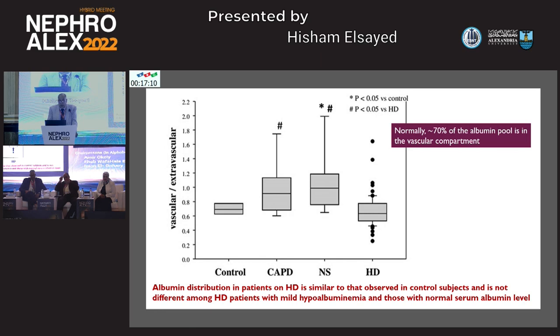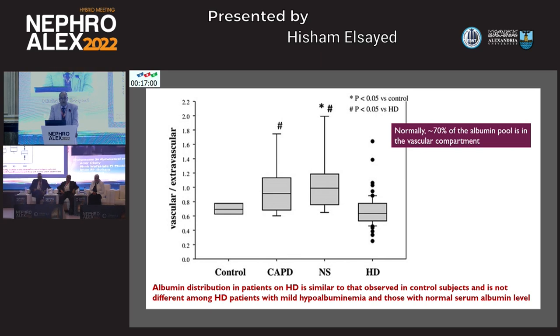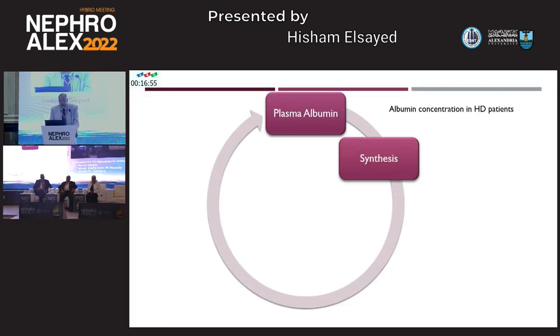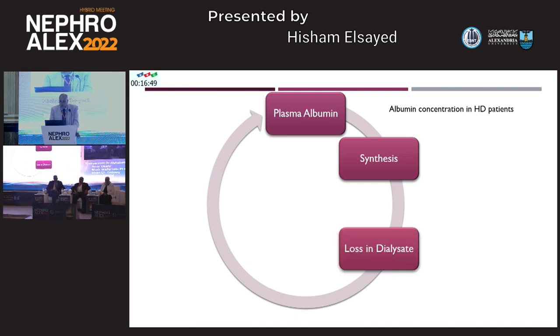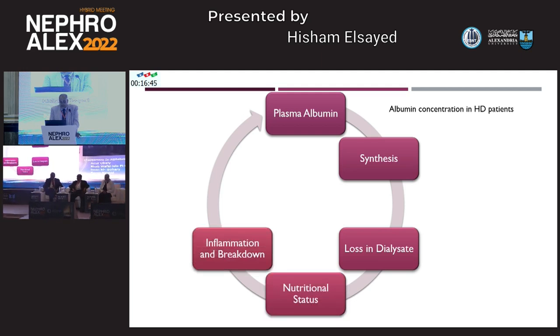Albumin loss in dialysis is minute in hemodialysis. However, in CAPD as well as in nephrotic syndrome, losses are equivalent and may exceed 30 to 40 grams per week. The capacity of the liver at that time is more or less to increase, doubling the production. So albumin in hemodialysis depends on synthesis, loss in dialysate, nutritional status, inflammation, and finally dilution from volume overload.